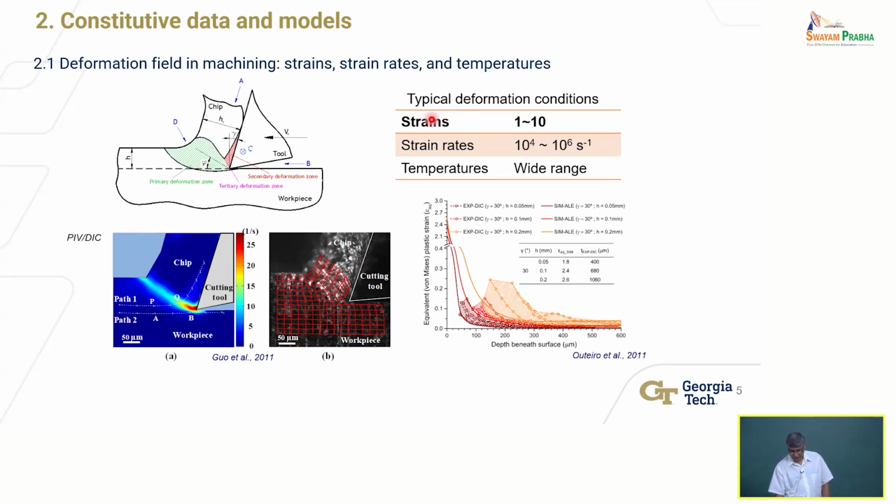I already mentioned to you, the strains can be very high in machining, 1 to 10, well in excess of what happens in a typical tension test or even a compression test. Strain rates are very high, 10 raised to 4 to 10 raised to 6 per second. Temperatures can be in a wide range depending on what you're cutting. It could be relatively low if you're cutting aluminum, to much higher for something like titanium or Inconel, super alloys, right?